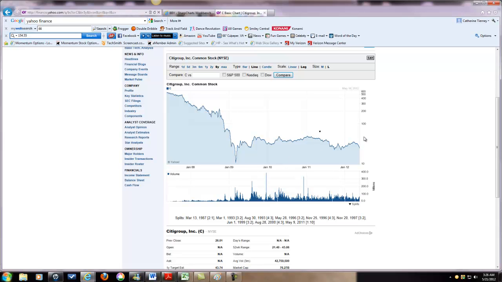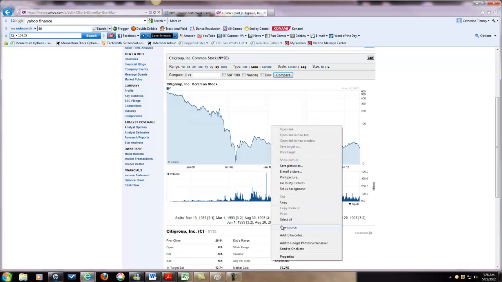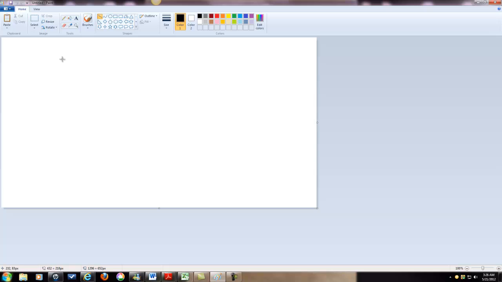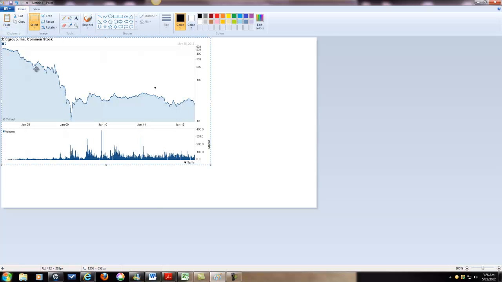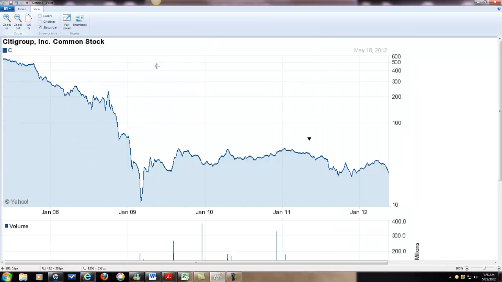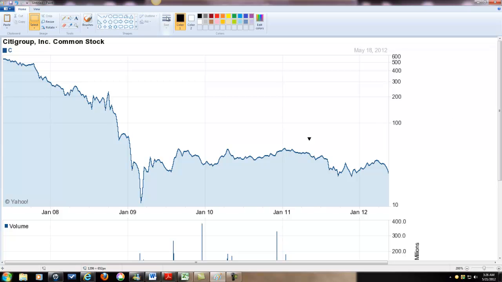Yeah, we'll have to guesstimate on this because Yahoo doesn't have some prices here. So let's throw it in a chart real quick. Let's see. Okay. Now that we have this on the paint here, let's see if we can draw some lines. Let's see, this will be 22. Kind of about right there.